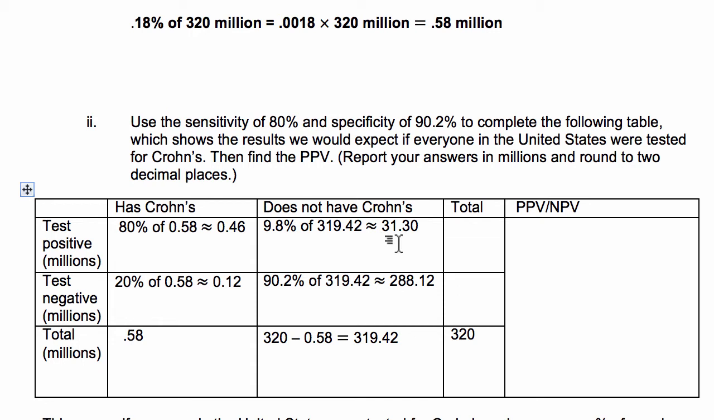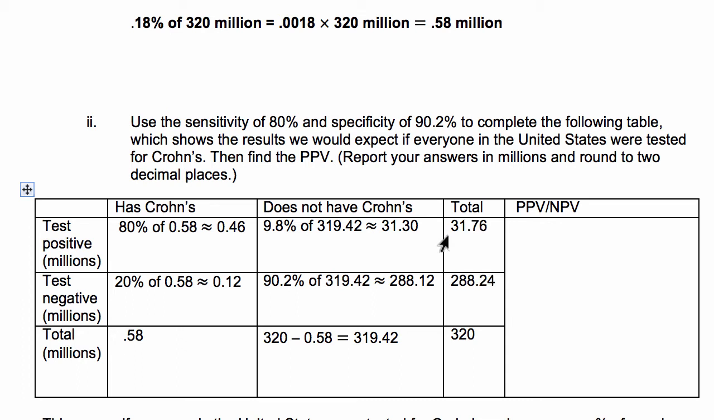To double check our answer, let's note that 31.3 million plus 288.12 million add up to the total number of people in the United States without Crohn's, 319.42 million. To further check our answers, we can find the total number of people who tested positive and add that to the total number of people who tested negative and make sure that the total is around 320 million, the population of the United States.